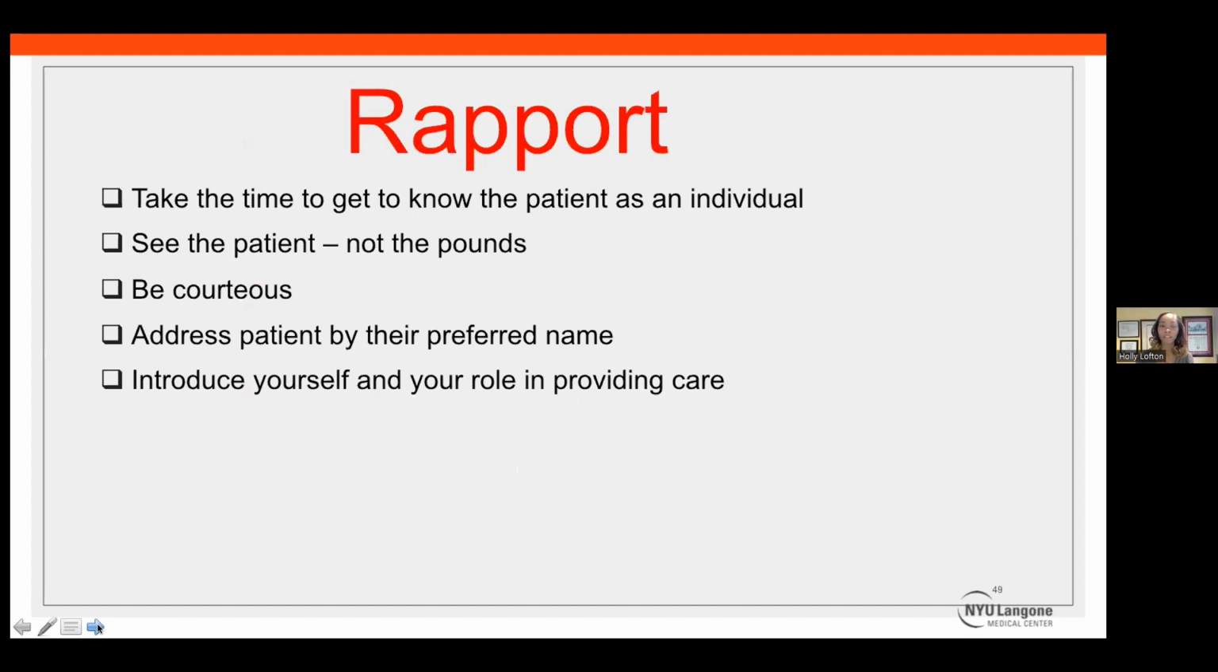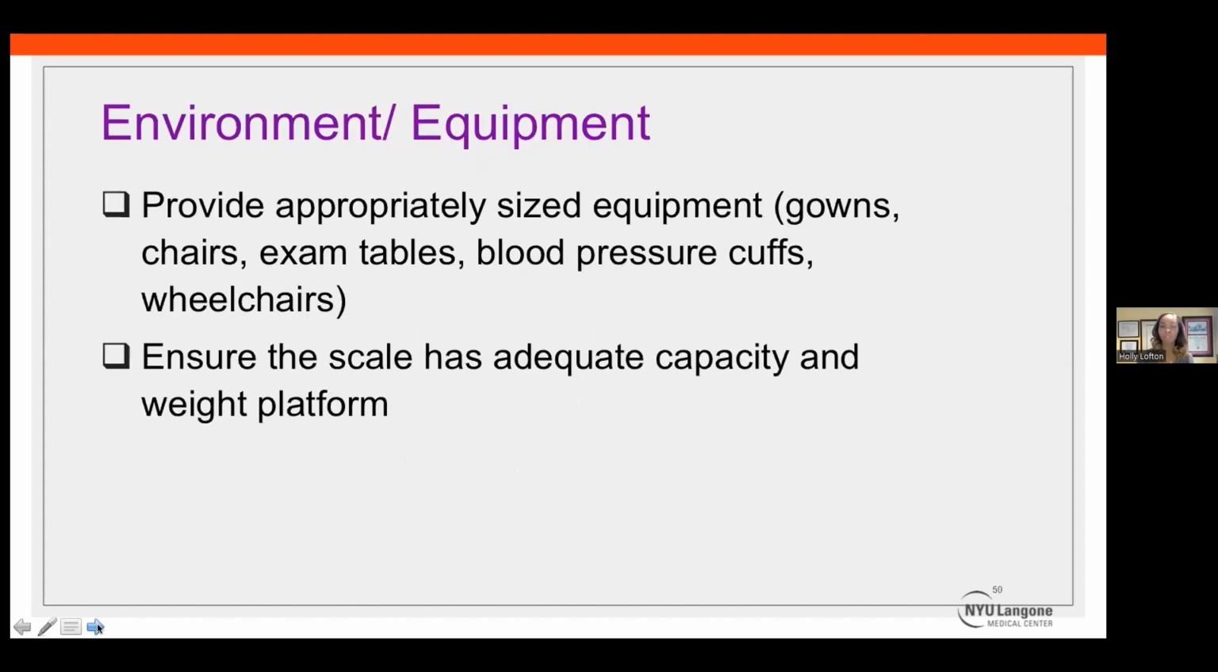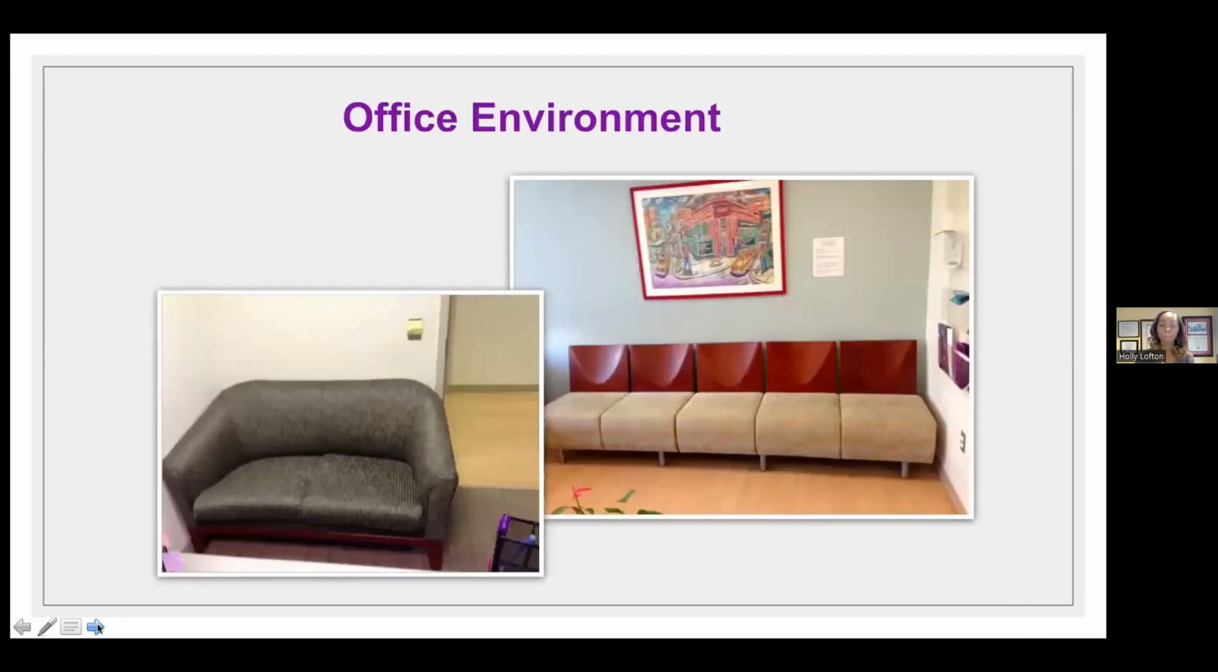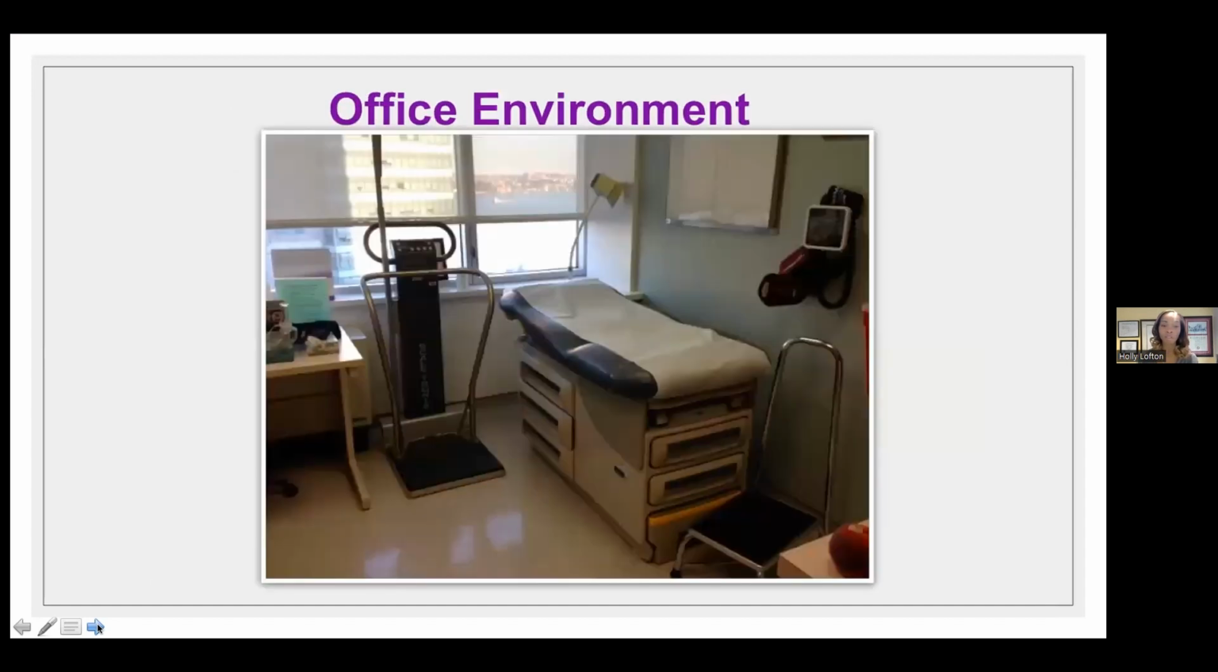The rapport, taking the time to get to know the patient, speaking to them with compassionate measures, using the right size cuffs, gowns, having tables in the exam room that can help the patient feel comfortable, scales that accommodate wheelchairs, for example. This is a type of chair we have in our office. You see they don't have armrests. That makes patients feel more comfortable. We have chairs of different sizes that can accommodate larger patients. We have different types of scales. What you see here is a stand that can help patients get on the exam table if they need help.